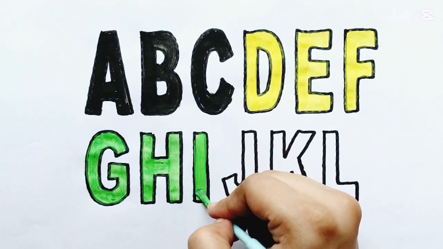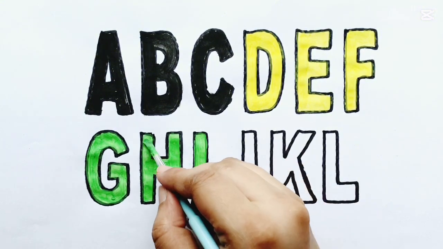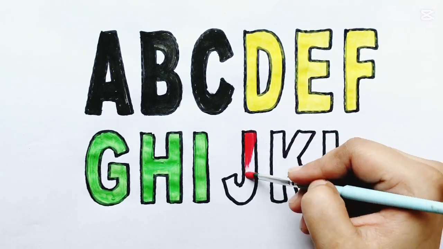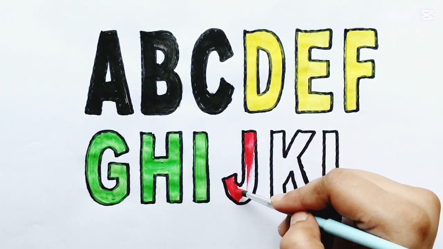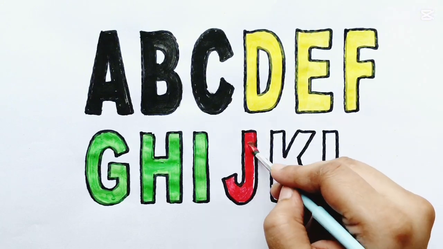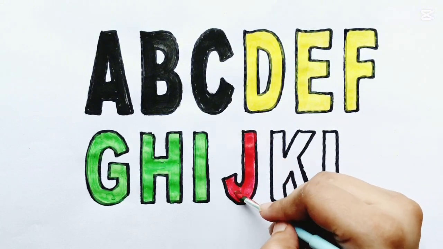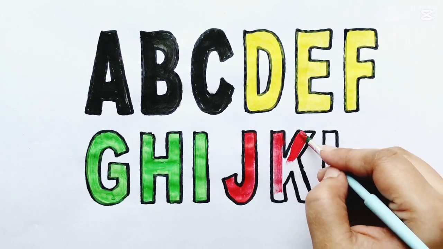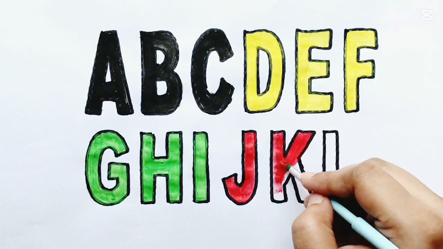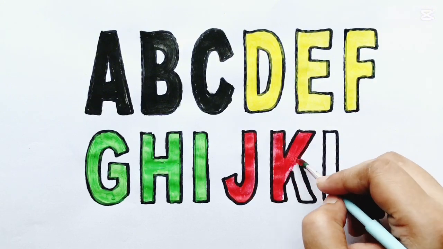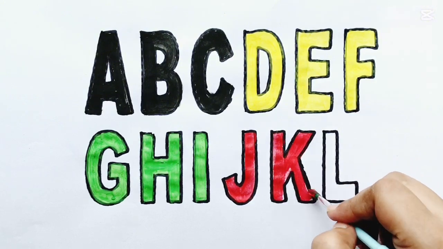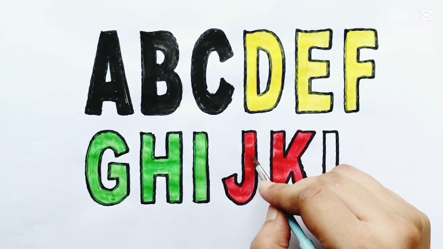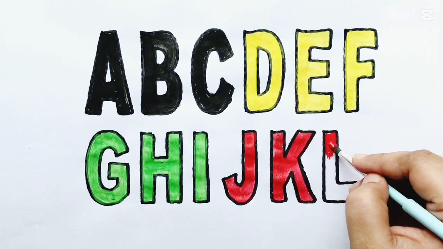I for ink. Red color. J for joker. K for kangaroo. L for lion.